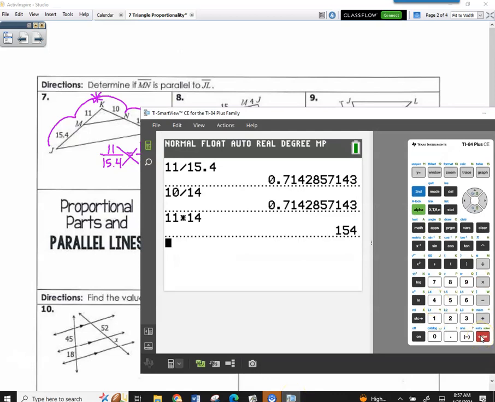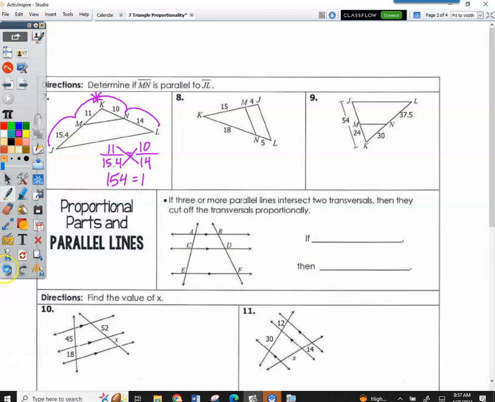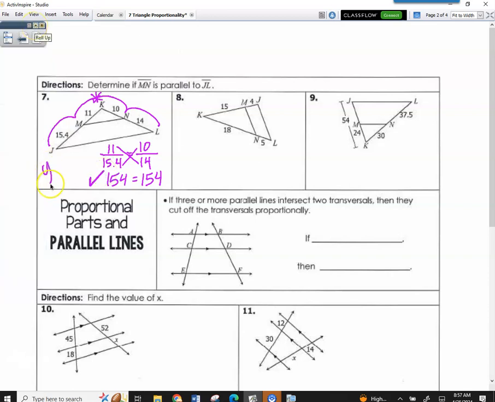Leave it. 15.4 times 10. Leave it. We get the same number. You decide which way you like. Oh, I wrote the wrong thing. Because we got the same number, I'm going to put a check mark. They did equal, so that means yes. MN is parallel to JL.